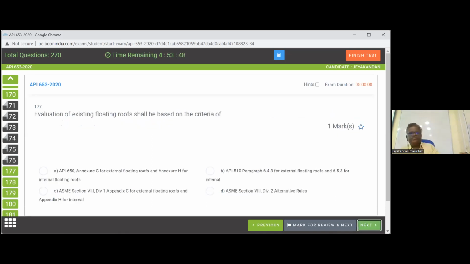Okay, next. Evaluation of existing floating roofs shall be based on the criteria of... Okay, evaluation of existing floating roof. Then on the same page, there is the answer. Annexure C for external floating roof and Annexure H for internal floating roof. Okay, right. That's the entire paragraph you can see.